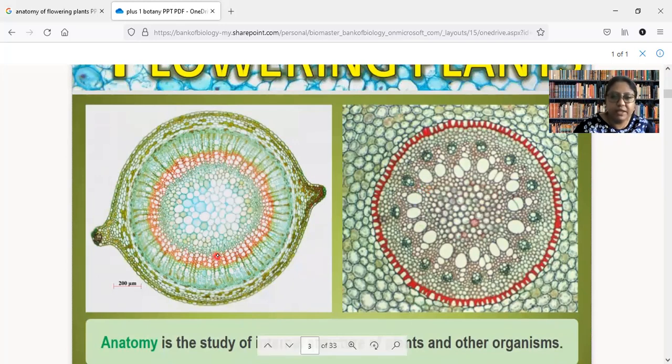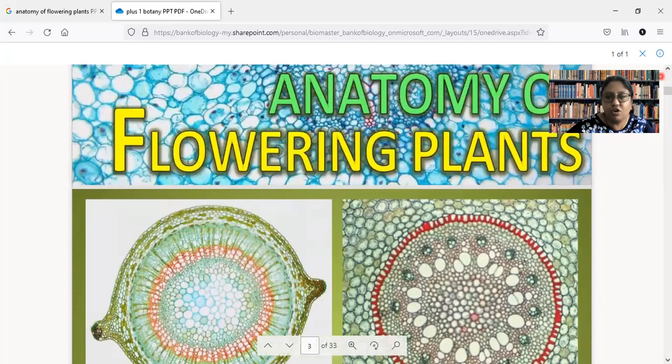So here you can see that this is a cross section. I told you last time about cross section. So what is a cross section? Consider if this is a stem and you are taking a thin section out of it, which will have a circular structure, and you are looking at it under the microscope, the plant parts will look like this.